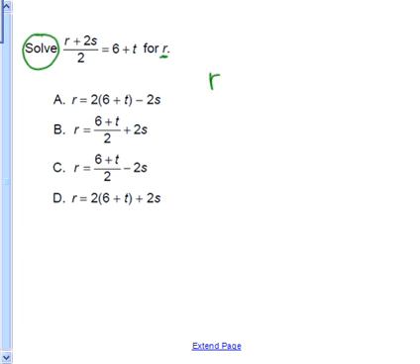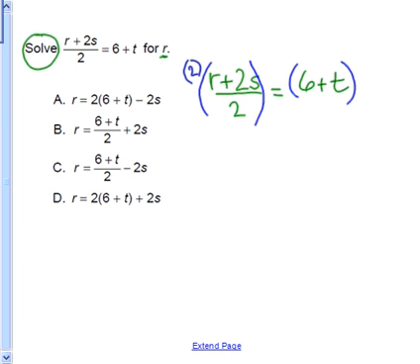So if you have r plus 2s over 2 equals 6 plus t. Okay, the first step that I would do, because over 2 means divided by 2, and the inverse of dividing is multiplying, I would multiply both sides by 2 to clear that fraction out, because what it's going to do is 2 cancels with 2, and you have r plus 2s equals, and that's going to distribute 12 plus 2t.